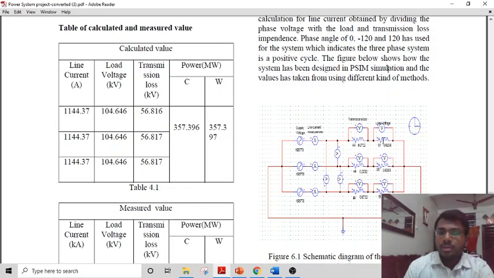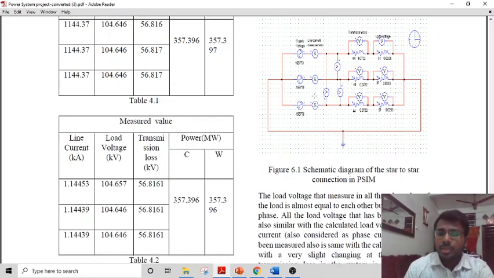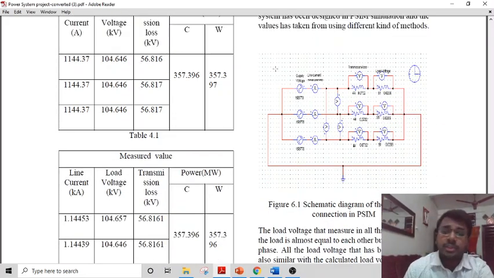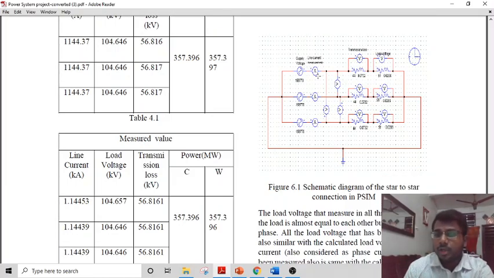This is the diagram which we constructed as the circuit in the power simulator. Here I have shown how I calculate the current using the ammeter which is connected in series, and also how I calculate the voltages around the transmission loss and around the load, by connecting the voltage source around here and here, something like that.